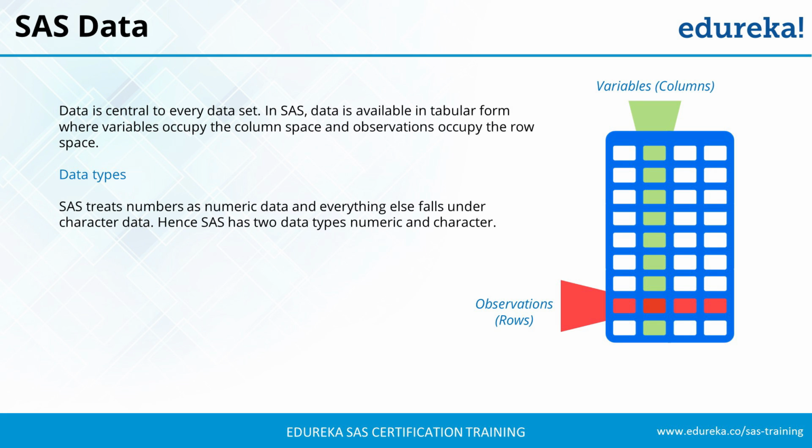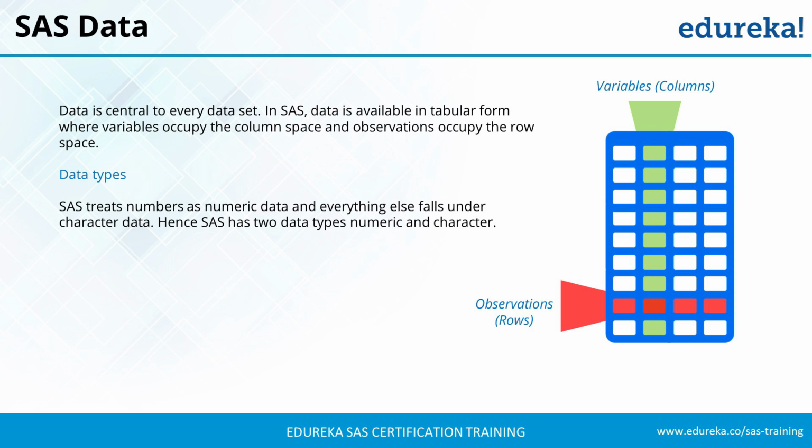Data is central to every data set. In SAS, data is available in tabular form. Variables occupy the column space and observations occupy the row space. The SAS data set is very much like a spreadsheet or an Excel sheet. Here the columns are called variables and the rows are called observations. That's the terminology used in SAS. People from data warehouse or ETL backgrounds, or even reporting backgrounds like Cognos, SSRS or OBIEE, might use columns and rows, but we use variables and observations here.